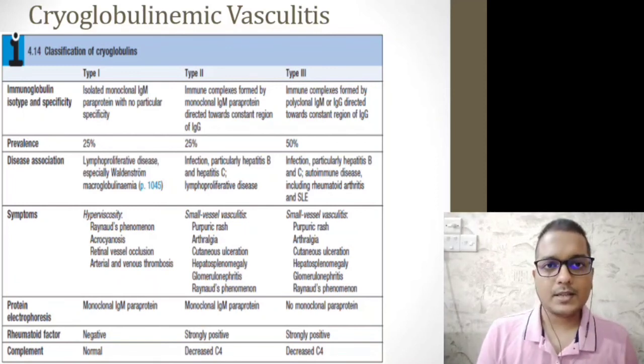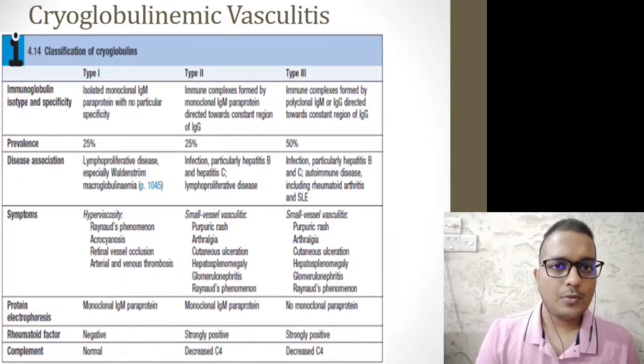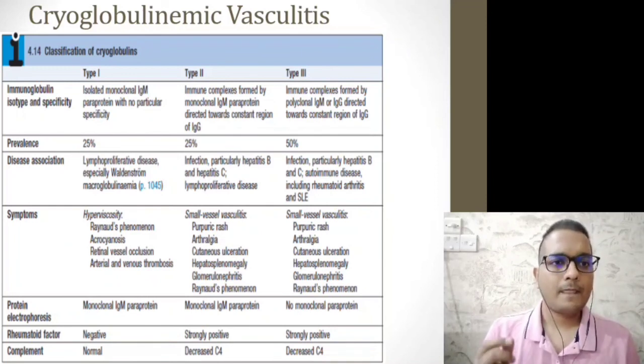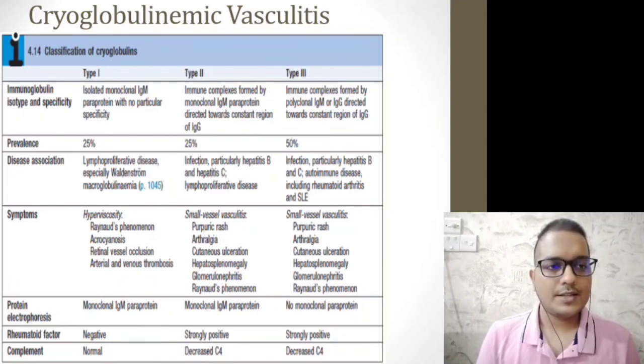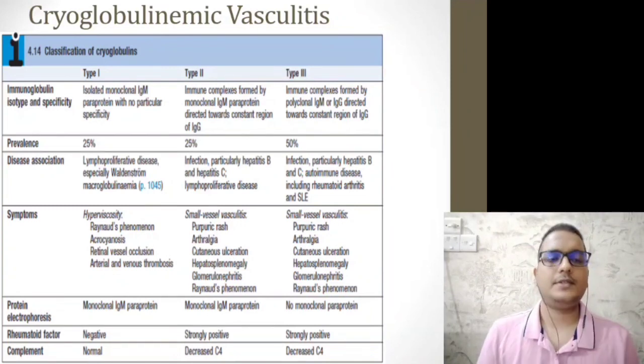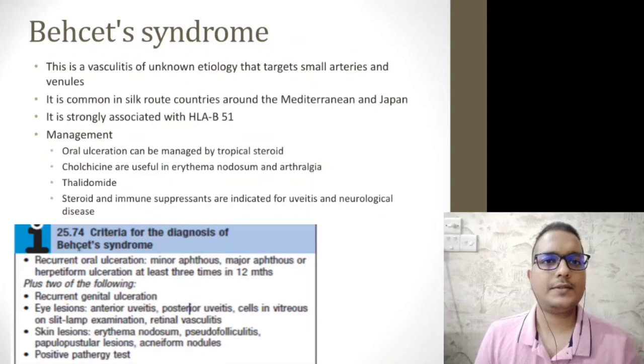I want to repeat it. Type 1, IgM, Waldenstrom macroglobulinemia, hyperviscosity symptoms. Types 2 and 3, IgG, IgM, hepatitis B and C, lymphoproliferative disease, purpuric rash, arthralgia, ulceration, that's all. So this is all about cryoglobulinemic vasculitis.